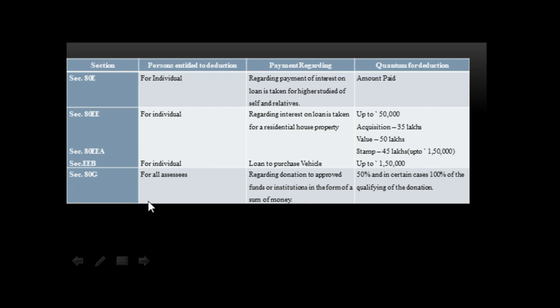And the next one is 80G. 80G is regarding donations contributed to an approved provident fund or any institution or trust or charitable trust, whatever it may be. In that, all assessees are entitled for deduction. The quantum of deduction will be classified into four: no limit with 100%, no limit with 50%, with limit with 100%, and with limit with 50%. First, let's have a look at no limit with 100%.